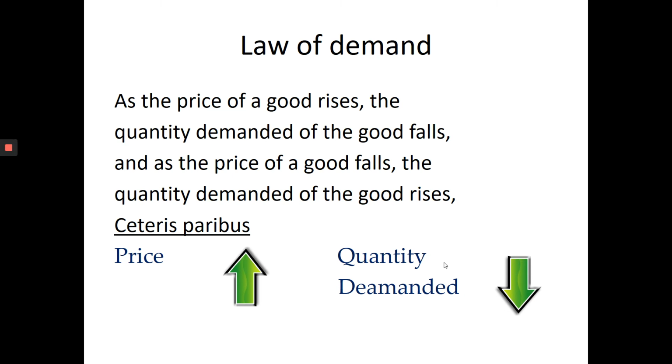Why is that? The reason behind that we can explain with two effects. One, the income effect. When the product price goes up, the purchasing power of your paycheck will shrink. You can afford to buy fewer shoes. The other, the substitution effect.